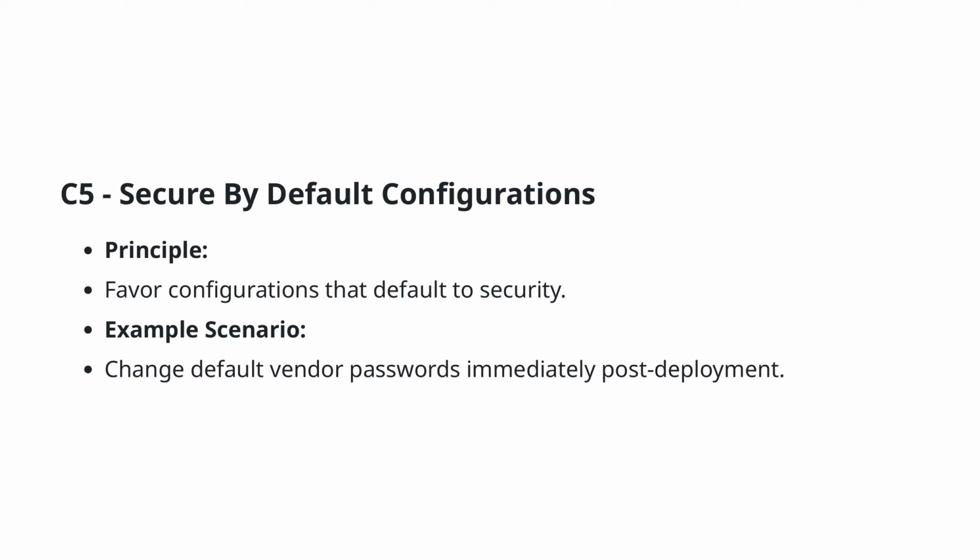On this slide, we focus on the principle of secure by default configurations. This approach prioritizes the security of systems and applications right from the point of deployment by ensuring that their configurations are inherently secure. A common example is changing default vendor passwords immediately after deployment. This step prevents unauthorized access by ensuring that these widely known default credentials are not left in place, which is a simple yet effective safeguard. Adopting this principle helps in minimizing vulnerabilities that could otherwise be exploited due to default settings that are not secured.